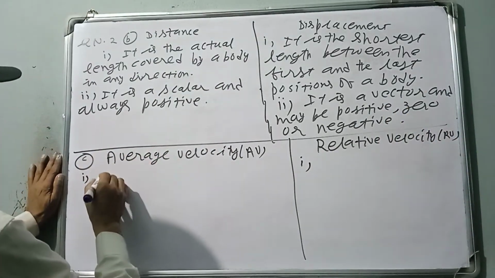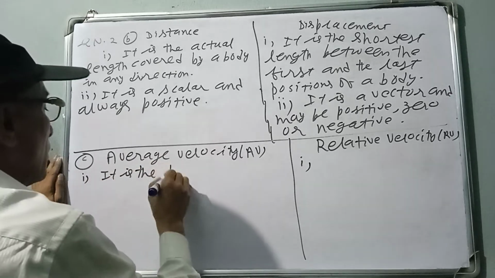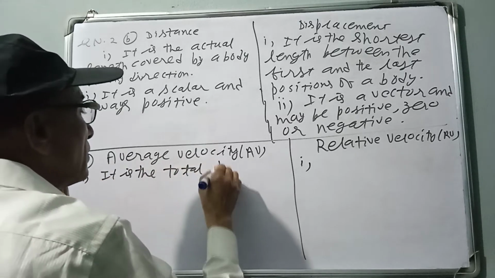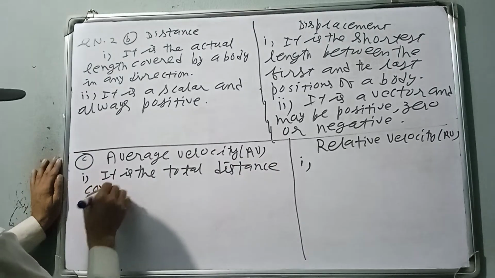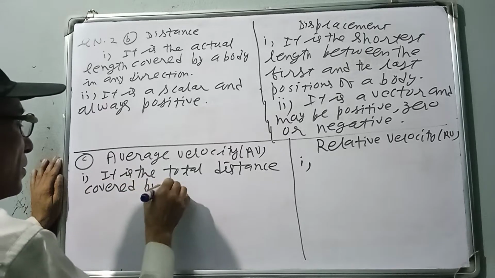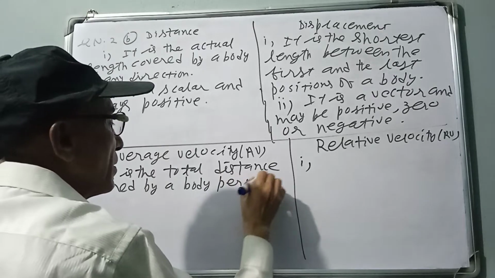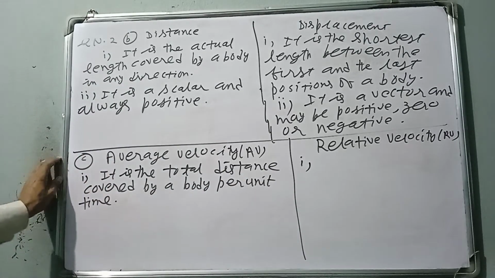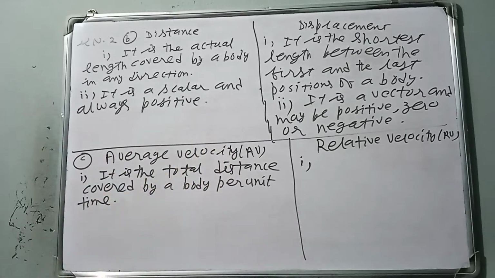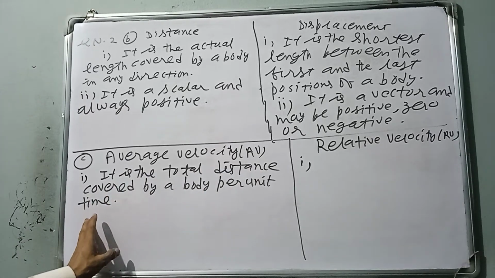Average velocity is the total distance covered by a body per unit time. Here average velocity means sometimes average speed is also considered. Average velocity, the total distance covered by a body per unit time.